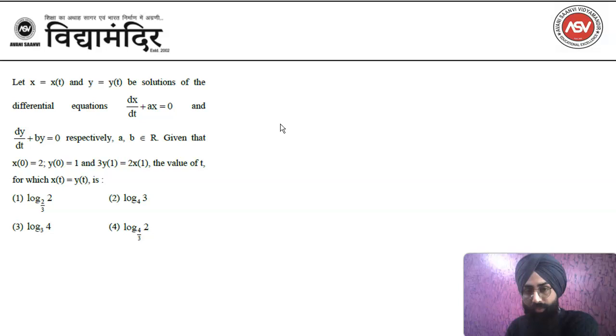came in session 1, that is January 2024. So these questions are from shift 1 of 27th January. Let's see what is this question. This is a question based on differential equations.